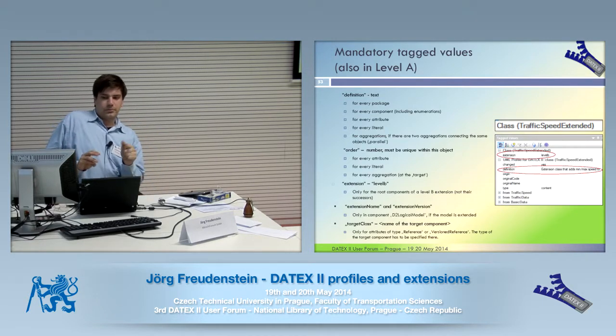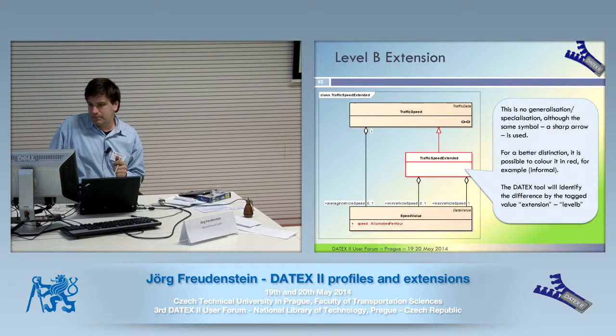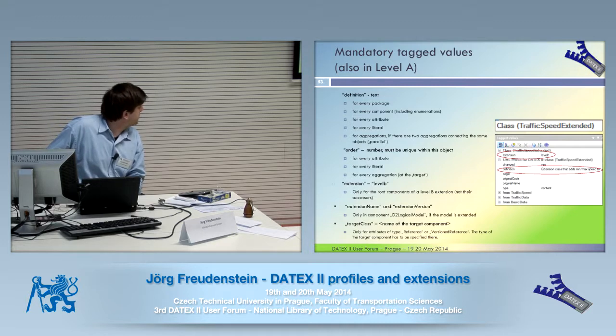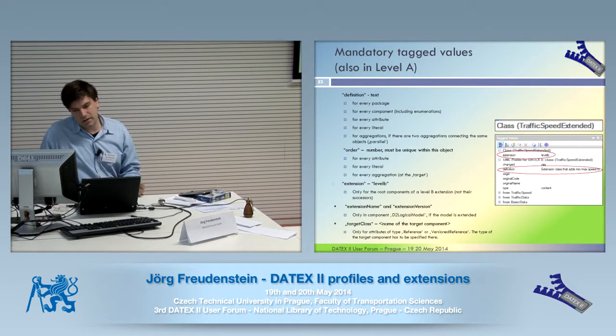Even if you do two parallel aggregations, like in the slide before, where we have two parallel aggregations from the same component to the same component, to distinguish them better, it's mandatory to give a definition for both of these aggregations. The order attribute is needed for attributes, for literals, and for aggregations. It's often forgotten to give an order attribute to the aggregations.